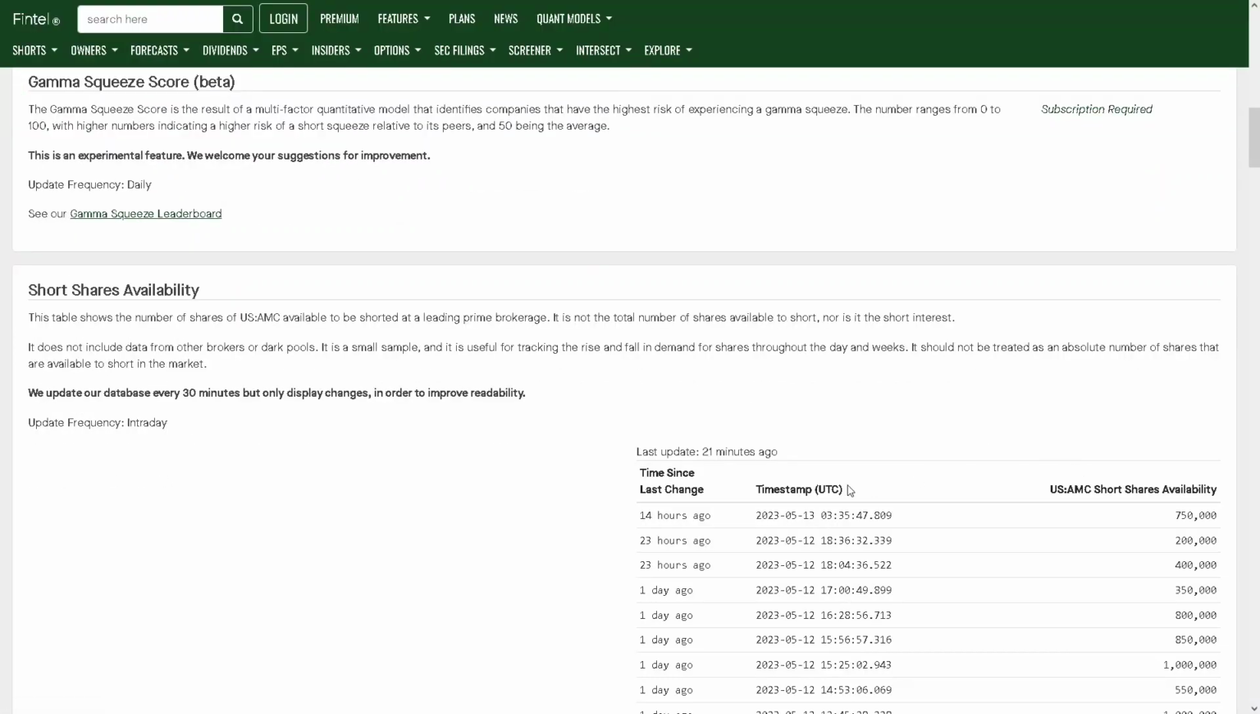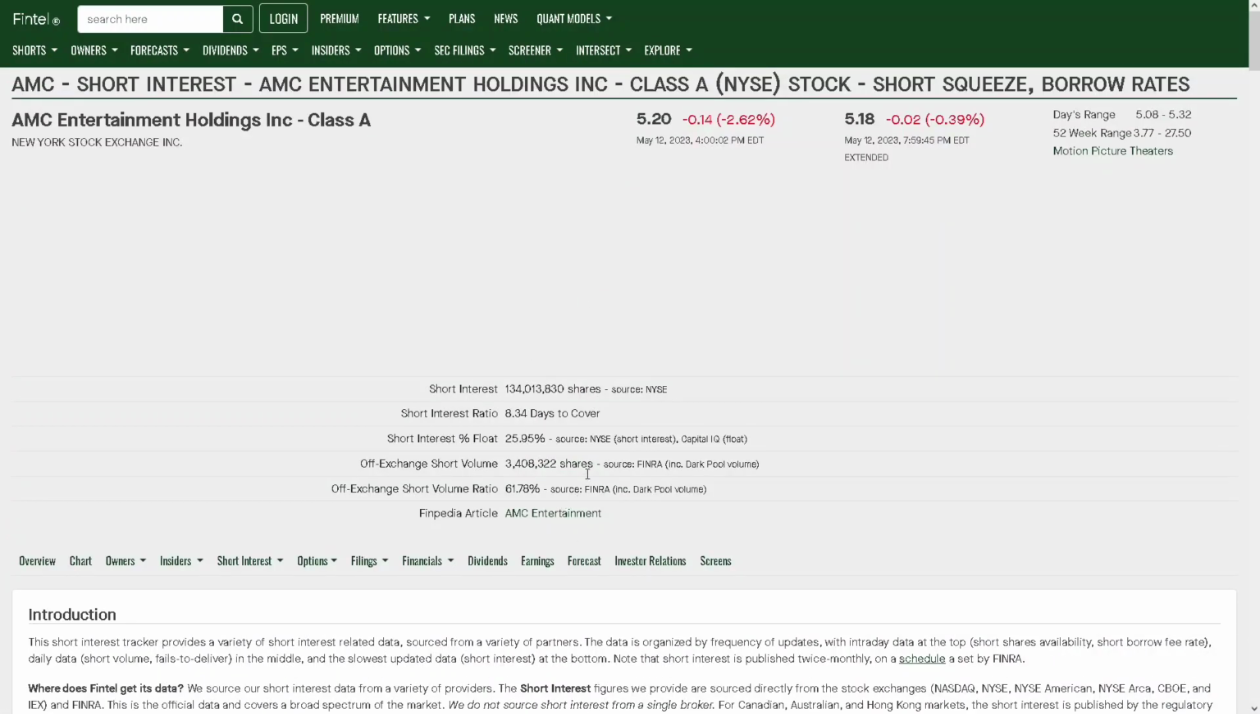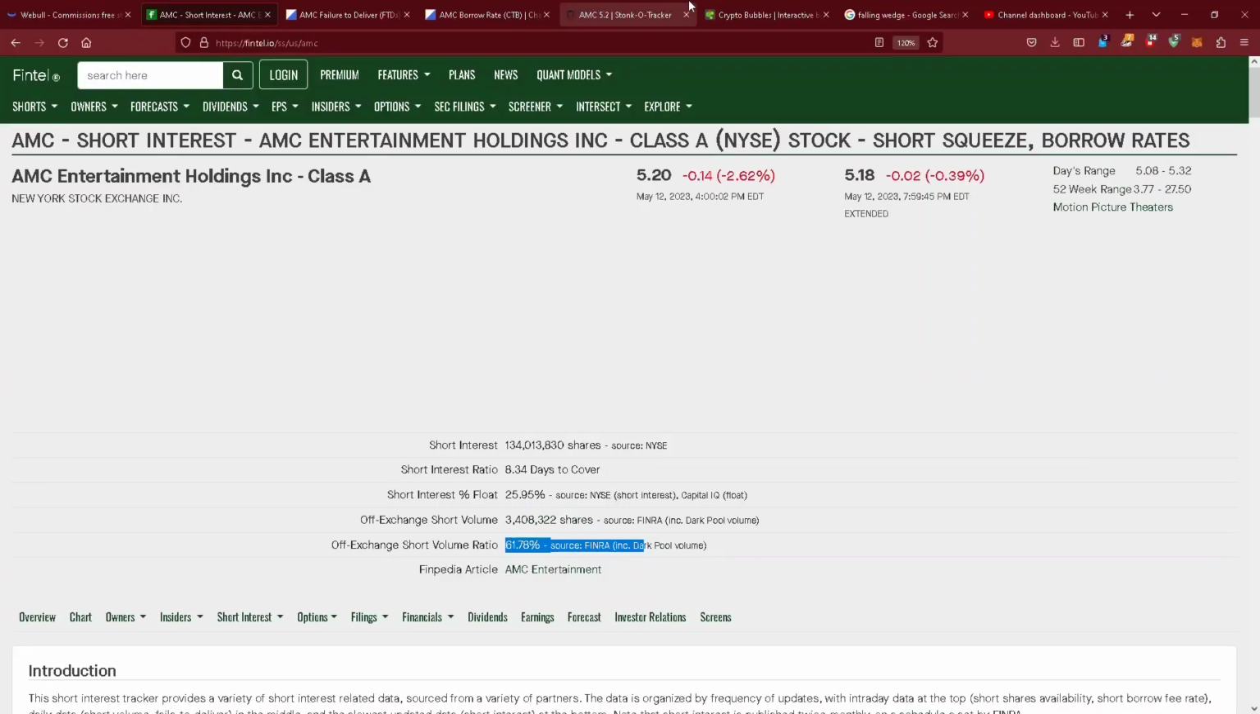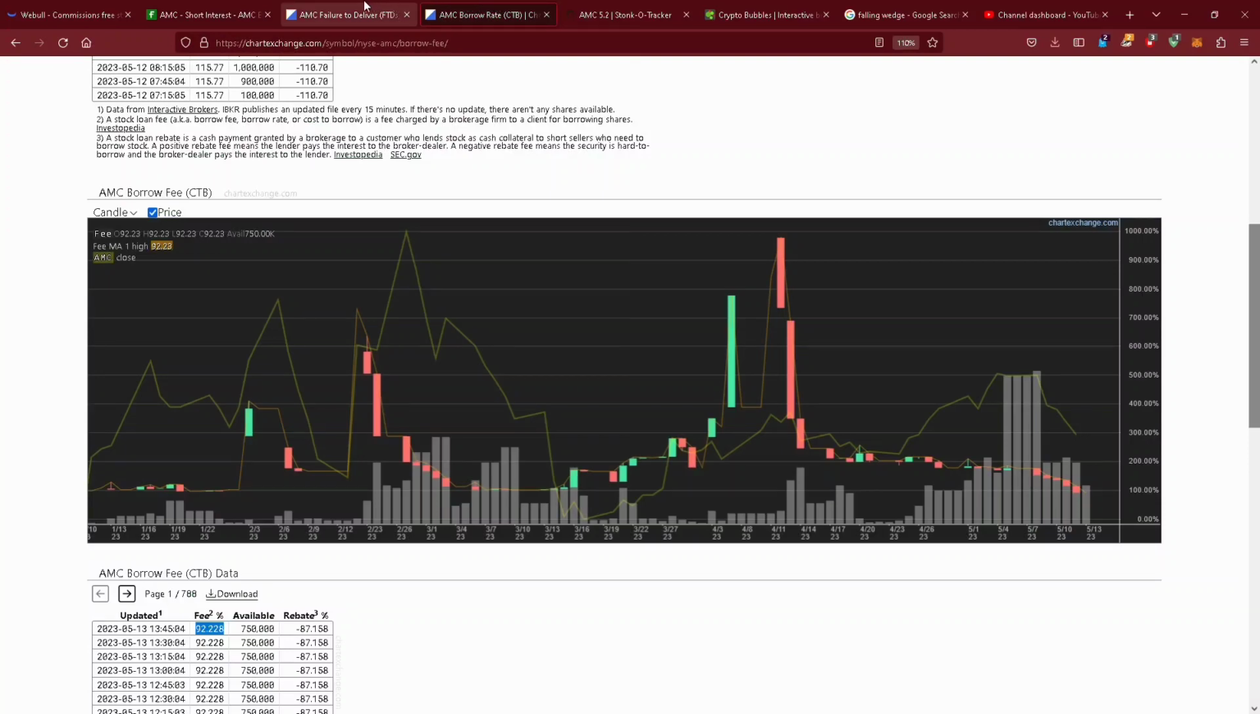We have higher cost to borrow. We have higher short interest. Short interest is at 25.95%. Off exchange short volume is absolutely insane. 61% dark pool exchange volume. Are you guys seeing these numbers? 61%. Like, dark pool needs to be banned, yo. This stuff is absolutely insane, the numbers we see for this particular stock.